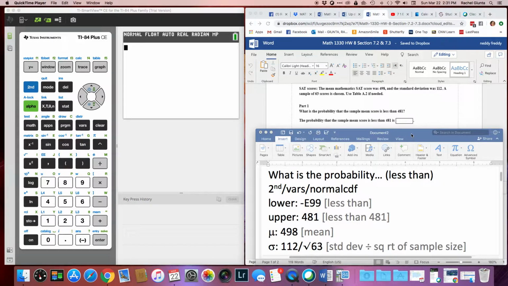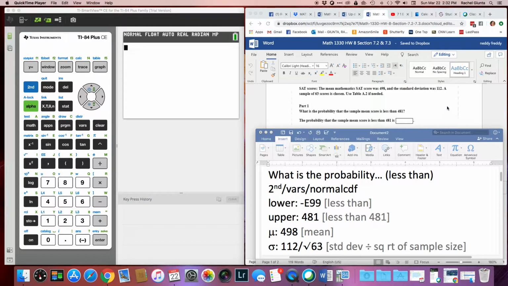This is 7.3 example 1, and the majority of the problems are going to be something similar to this. The big difference in 7.3 versus 7.2 is that now when you're asked about a probability, it's talking about a sample mean instead of an individual. So within the problem, the way to recognize this is if it gives you a sample size, then you have to do something with it, which is going to be basically the same thing in all of these problems. In 7.2, you're never given a sample size.